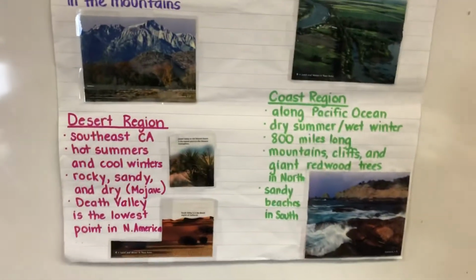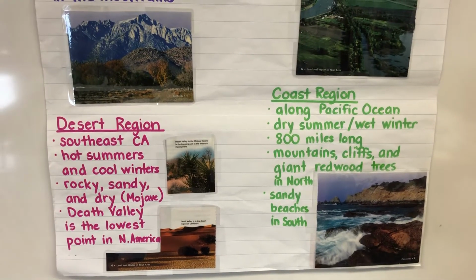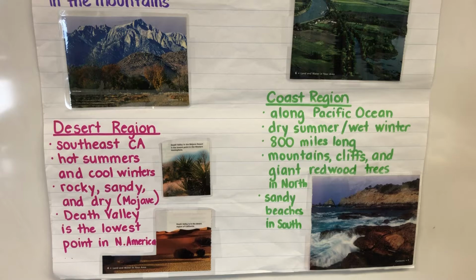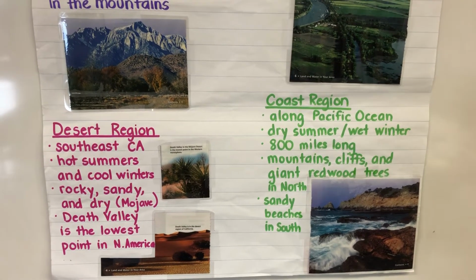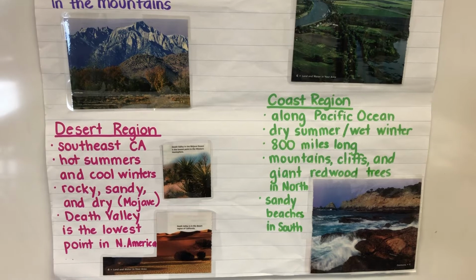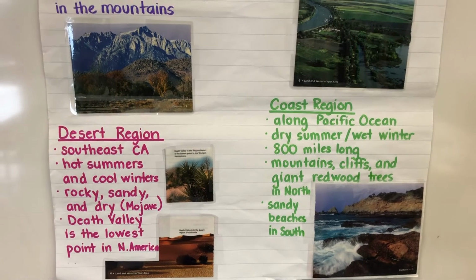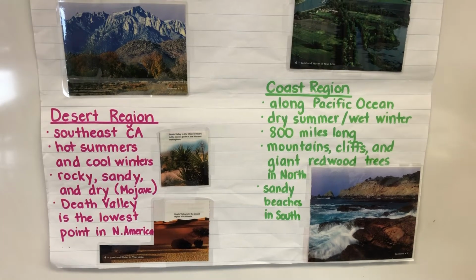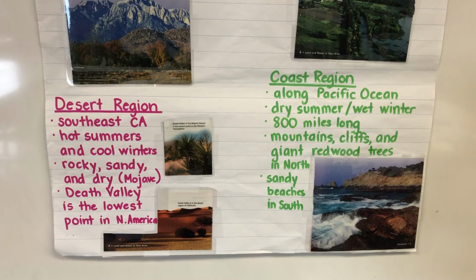Another region in our state is the desert region. The desert region is found in the southeastern parts of California, and the weather there typically has hot summers and cool winters with very little rainfall. You might think of a desert like what you see in the Sahara Desert in Africa. Our desert in California is a little different.